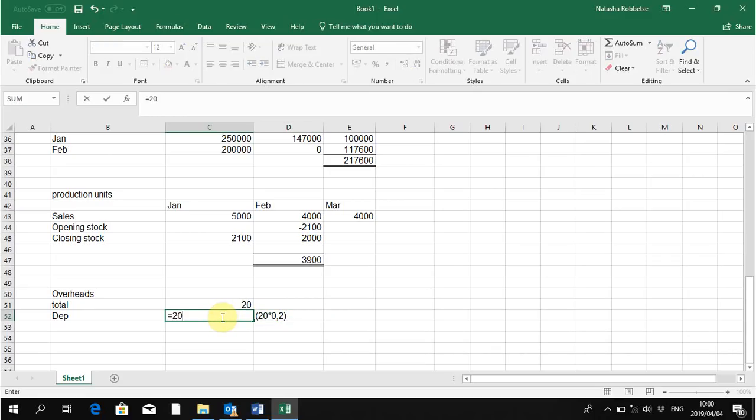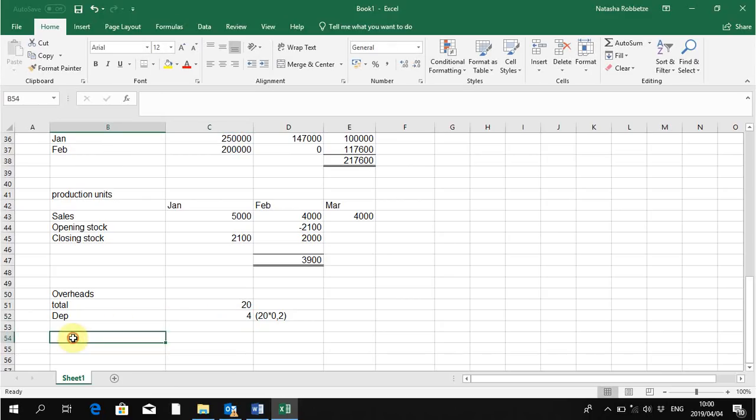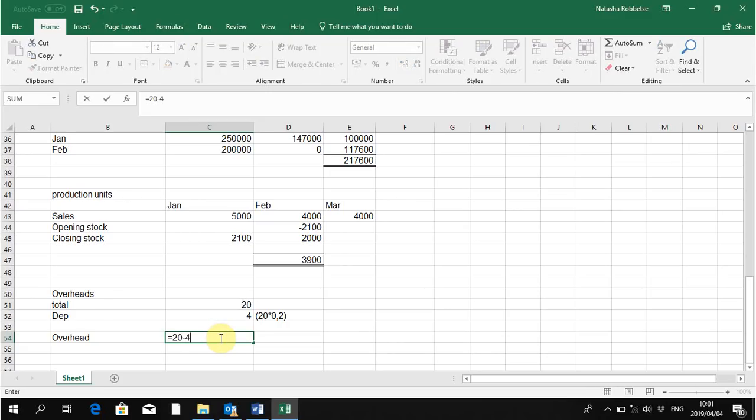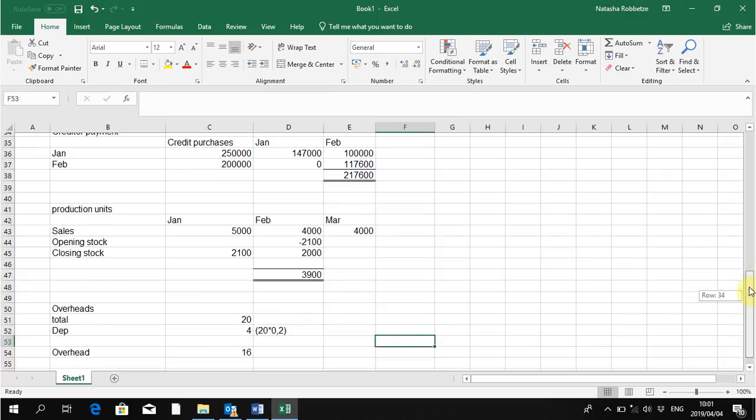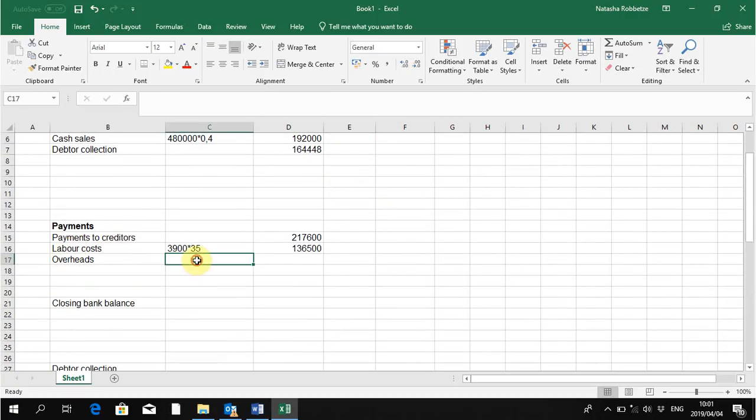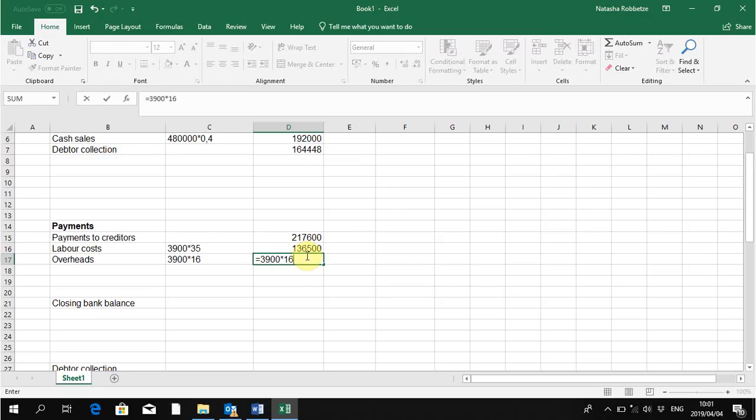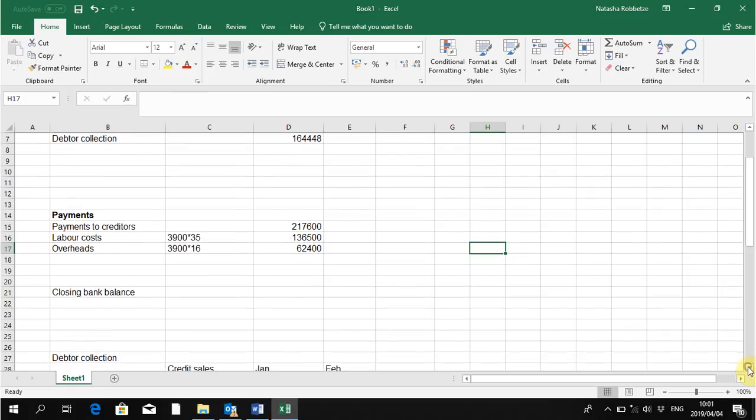And that is 4 Rand. So I'm going to say, therefore, my overheads are actually excluding the depreciation. It is the 20 Rand minus the 4 Rand depreciation, which is actually then 16 Rand per overhead unit. So for the overheads, I'm then going to say that it's per production unit, so therefore it's 3,900 times 16 Rand, and that gives us 62,400.